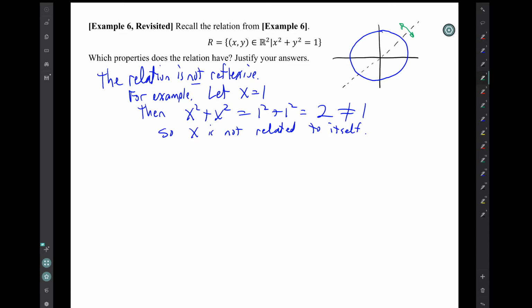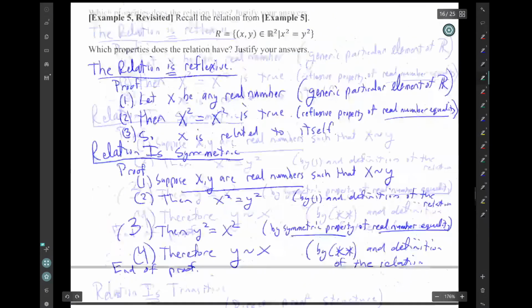prove it by just saying that the graph looks symmetric, or by saying 1 is related to 0 and 0 is related to 1, so there we're done. We're not done. You can't prove a relation has a property by giving an example. We have to do a general proof. So remember how that's going to have to look.